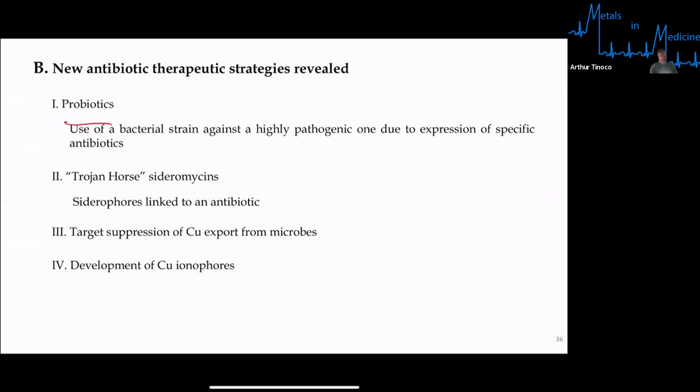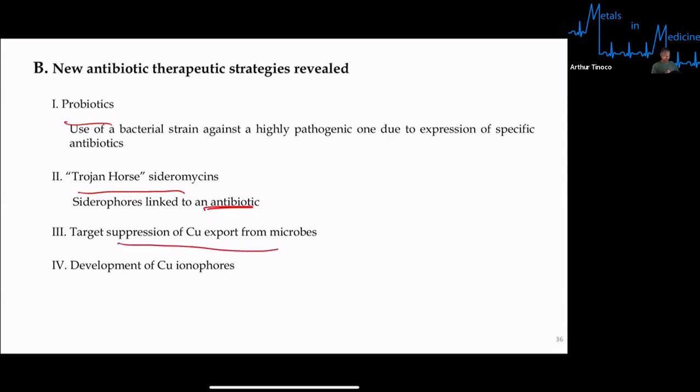You have people designing what are called Trojan horse sideromycins. So what that means is that you're basically trying to synthetically alter siderophores, right? So that's something that bacteria will employ for binding iron. And you're making a covalent bond with an antibiotic. So you're trying to trick bacteria into thinking that they are getting an iron siderophore complex, but you're also adding in the moiety of the antibiotic that would then serve as a way to kill the bacteria.